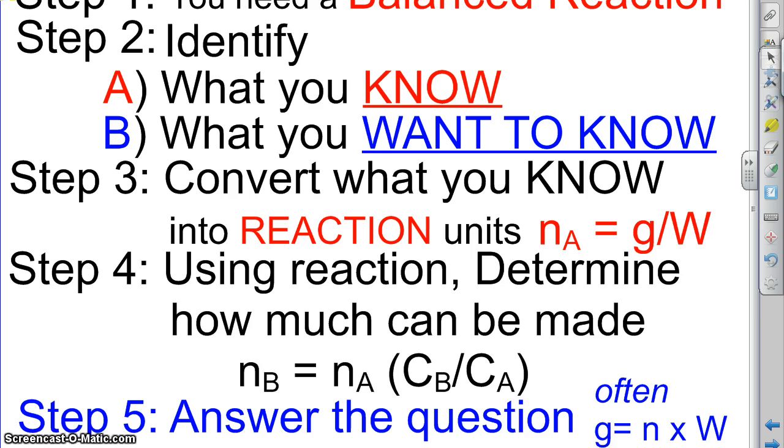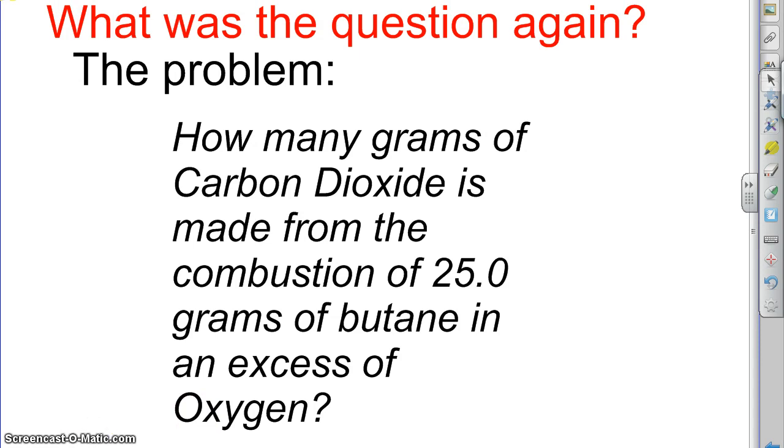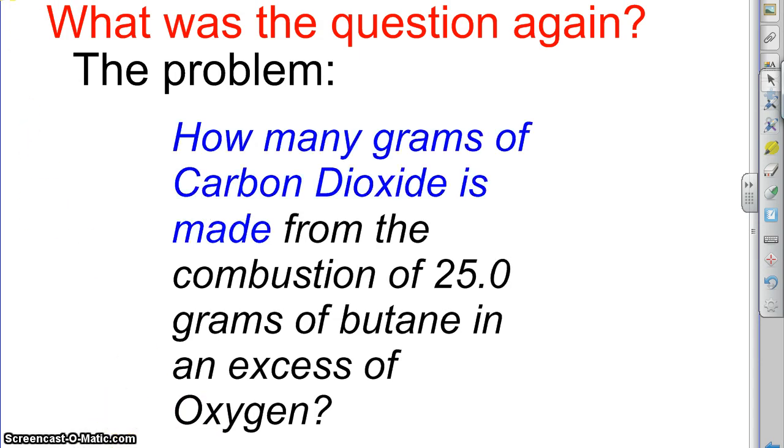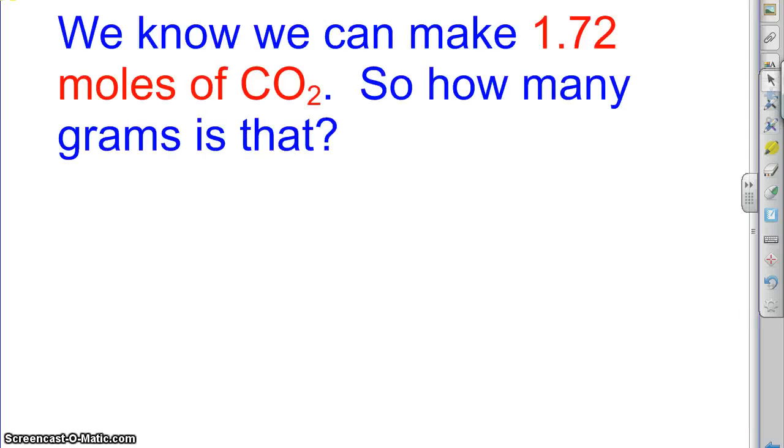So we're going to answer the question here. So what was the question again? Well, our question was, how many grams of CO2 is made from the combustion of 25 grams of butane. We figured out the answer is 1.72 moles. We've got that. But the question is, how many grams is that? So we have to convert grams from moles. So how do you do that? Well, we use G equals N times W, where N is the moles, W is the molar mass.